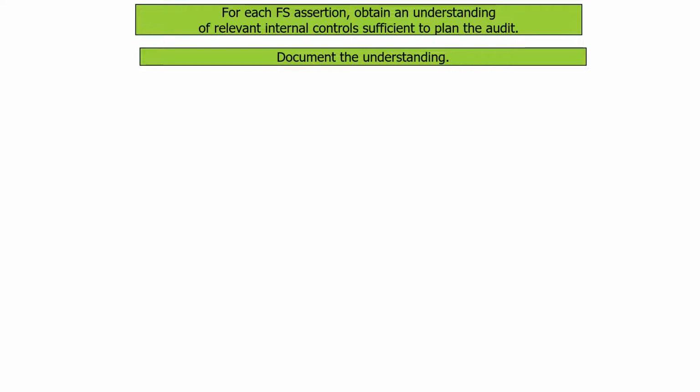For each FS assertion, obtain an understanding of relevant internal controls sufficient to plan the audit. Please take note that we are required to obtain this understanding. Do you know what else we are required to do? We are required to document the understanding. So, first we obtain the understanding and then we document the understanding.